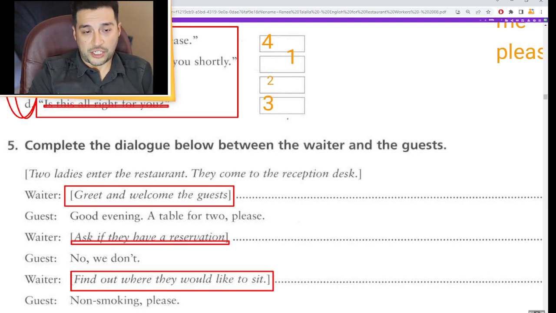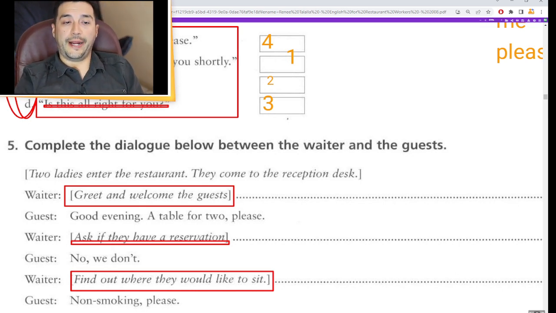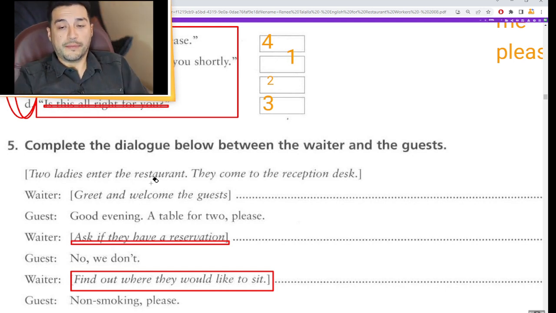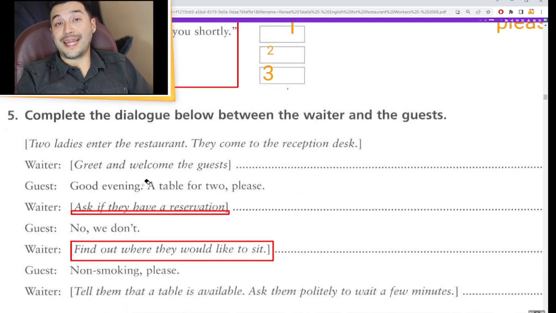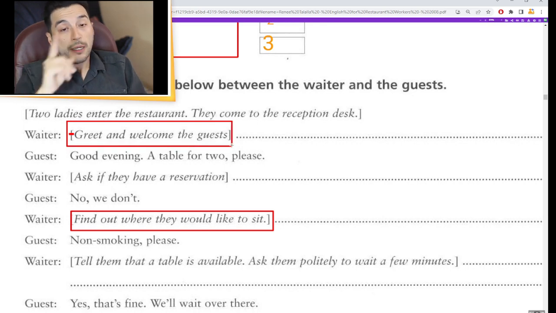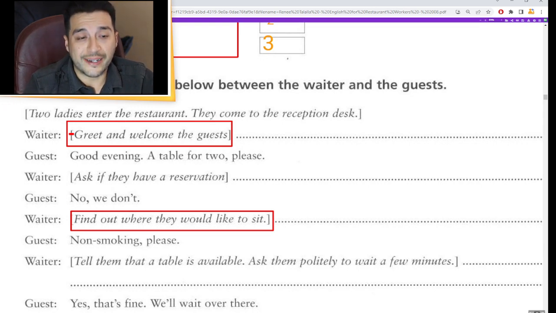Let's try the exercise. Number 5, complete the dialogue below between the waiter and the guest. 2 ladies enter the restaurant. They come to the reception desk. So, number 1, the waiter greets and welcomes the guest. Greet and welcome the guest. What's the correct way to greet and welcome the guest? It's 2 ladies.